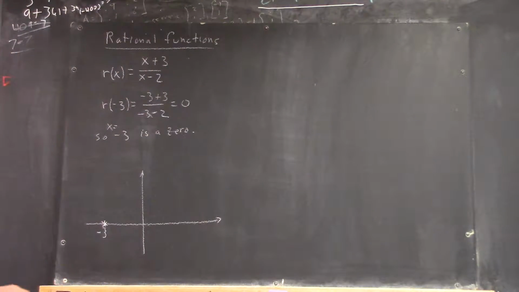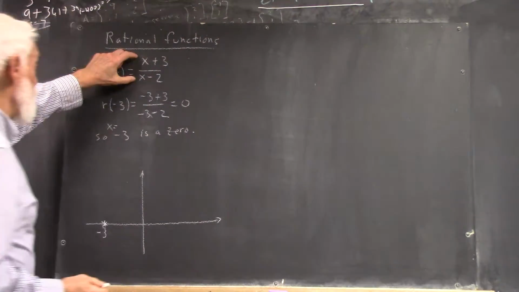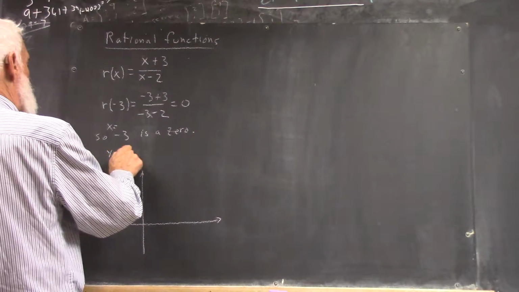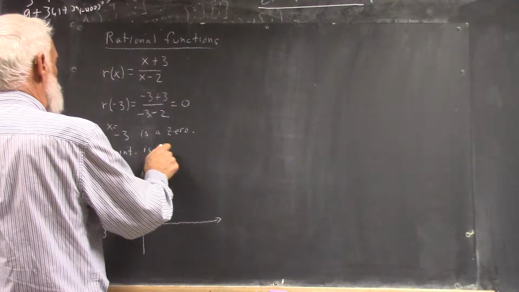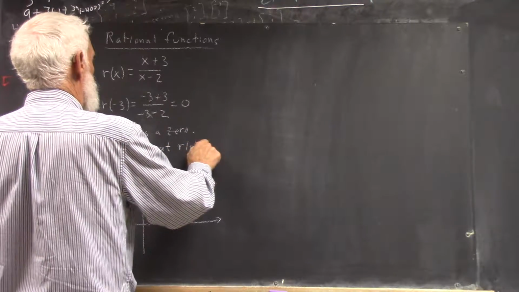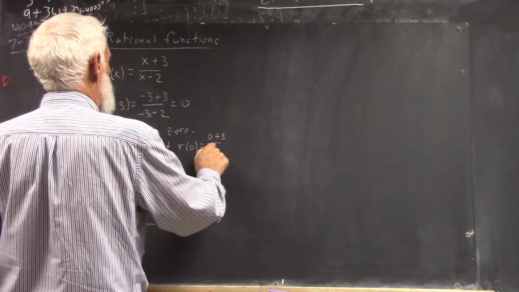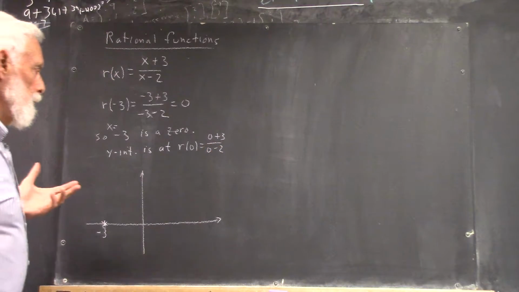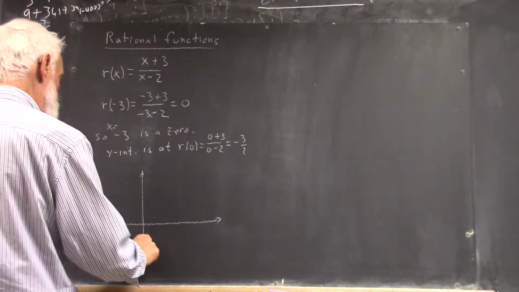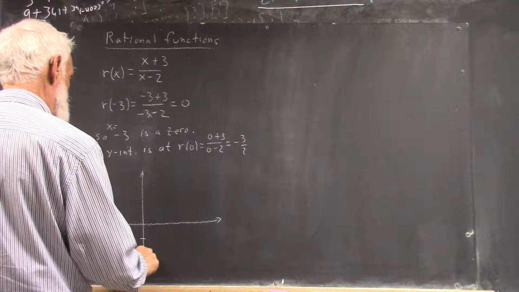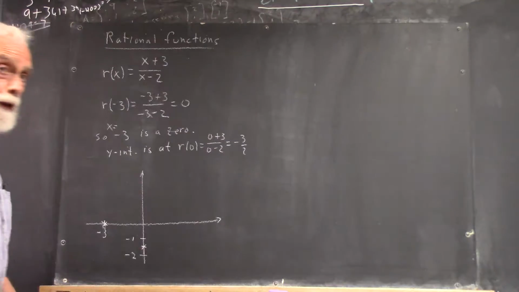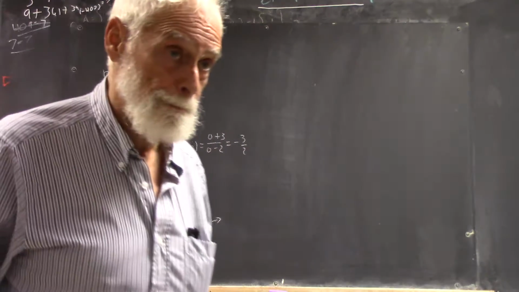Okay? Also, we can evaluate the function at x equals 0. r of 0 is 0 plus 3 over 0 minus 2, which is -3/2. So if we got -1 here, -2 here, the graph has to go through this point. Okay?